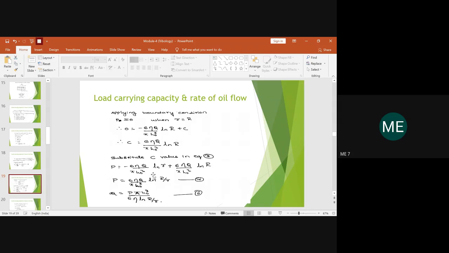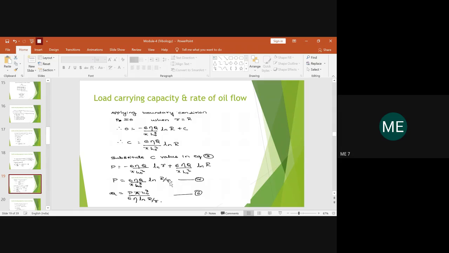You can put a bracket to this also. It's better always to put a bracket. So it is log of capital R by small r which you are putting together, and this part you are taking as a common factor. This will provide the equation for the pressure across the elemental ring, which basically is the clearance value in between the journal and the bearing.